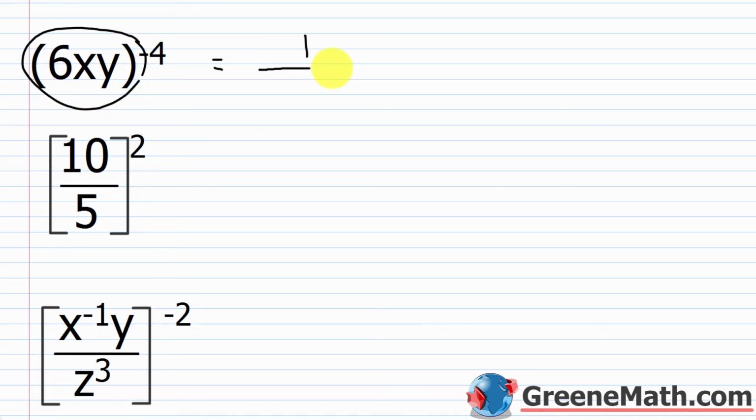So I can say this is 1 over, and then I'll have 6xy, this in parentheses raised to the power of 4. Then I would use my power to power rule. Remember, everything has an exponent of 1 right now. So 4 times 1 would be 4 in each case. So everywhere we'd have 6 to the 4th power, x to the 4th power, y to the 4th power. So everything would have an exponent of 4.